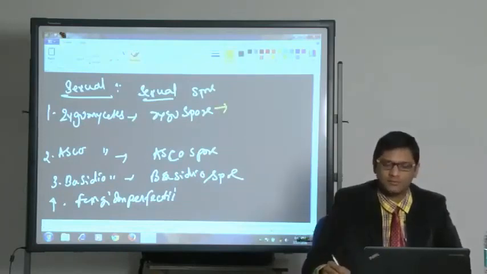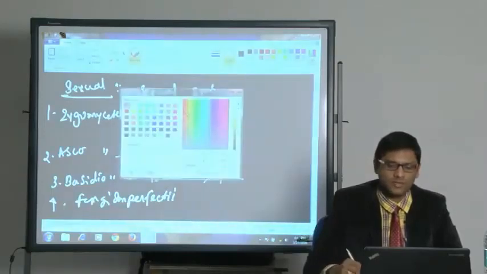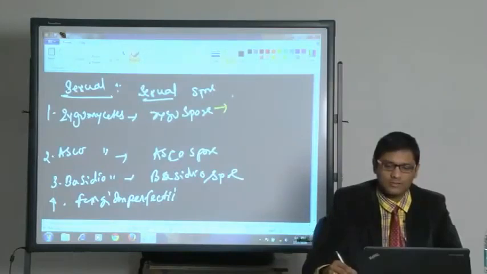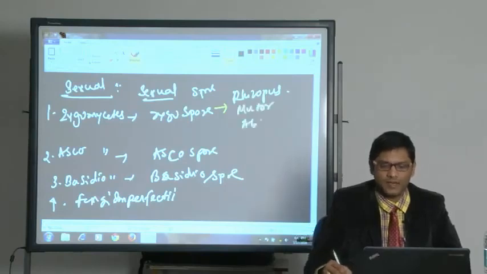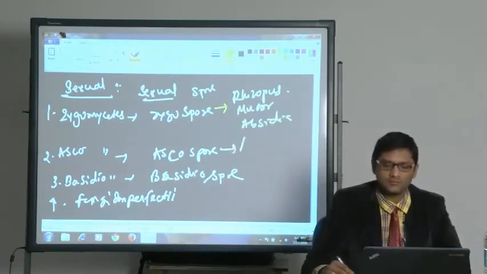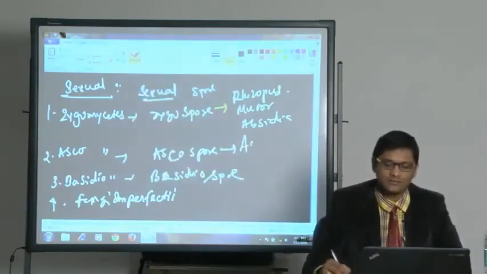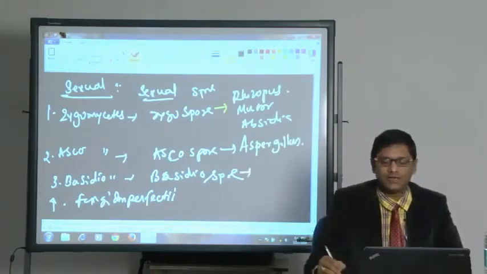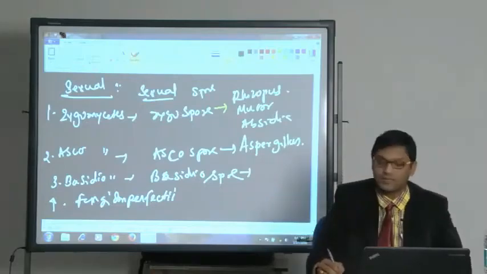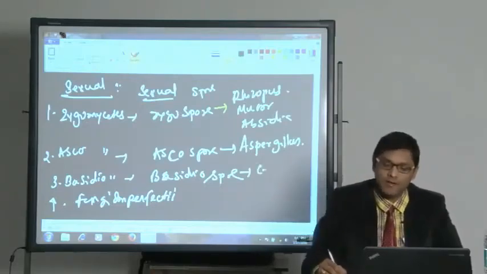Example of Zygomycetes is Rhizopus, Mucor, Absidia, etc. Ascomycetes, the example is Aspergillus. Basidiomycetes, the example is Cryptococcus.